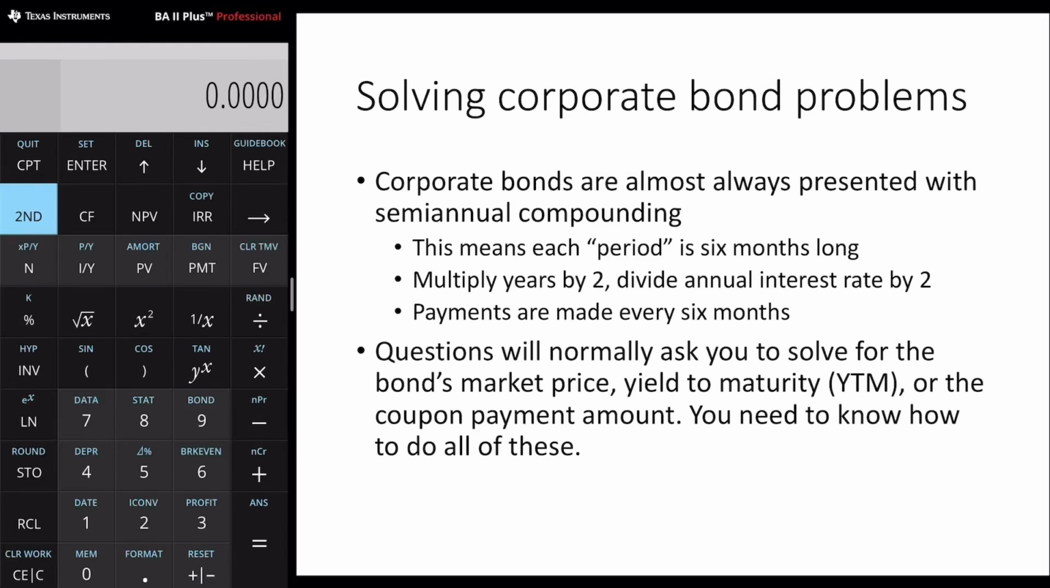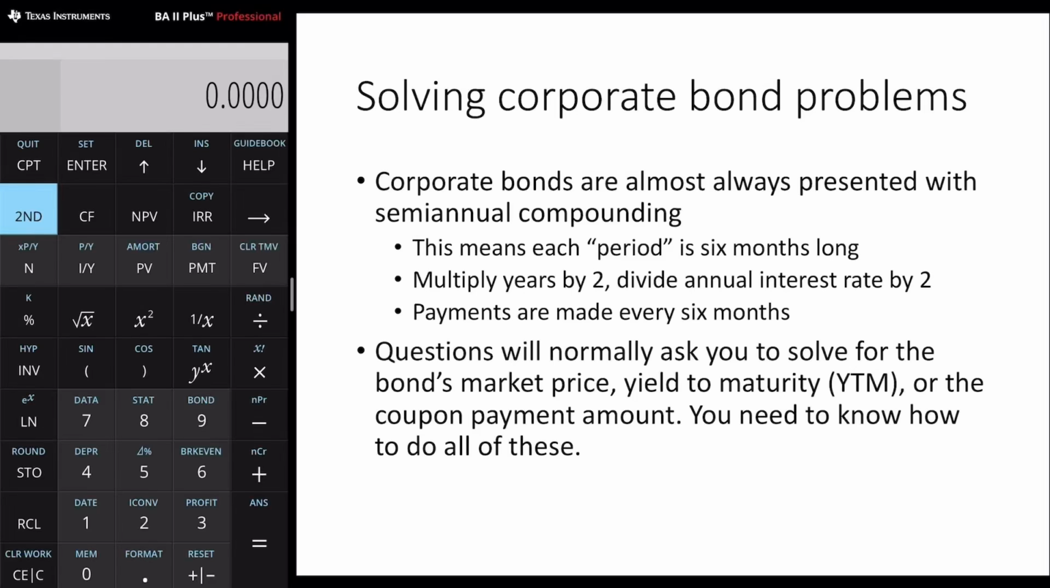So let's talk about some strategies of how we tackle these problems. We're using our time value of money, discounted cash flow skills to do this. One thing that's important to note is that corporate bonds almost always pay interest on a semi-annual basis. That means we need to use our skill set that we've developed about how to handle compounding when it occurs more frequently than annually.